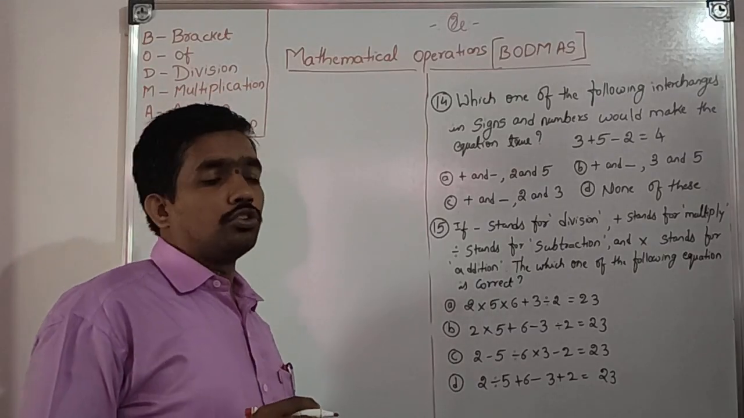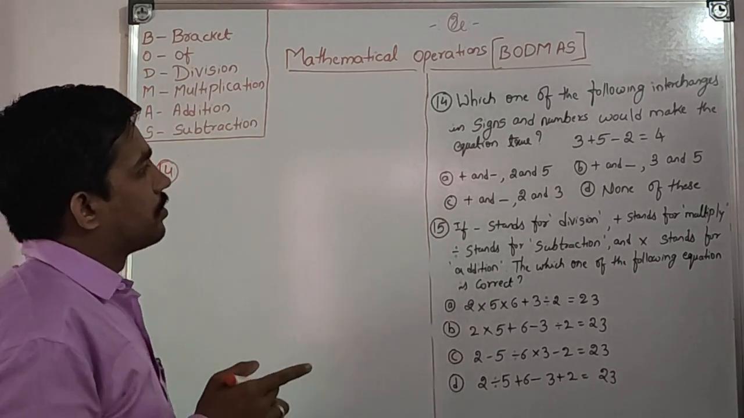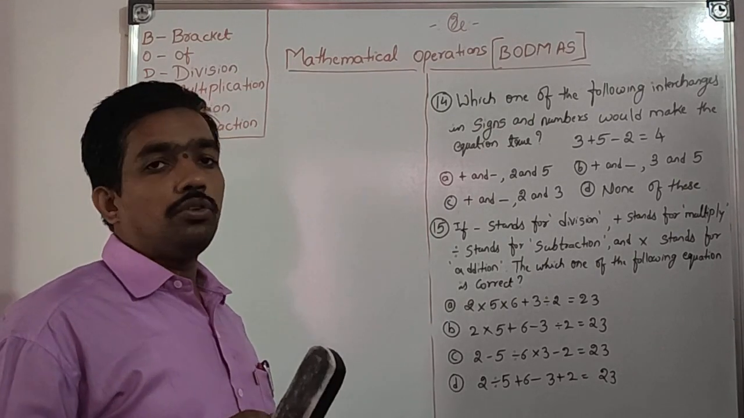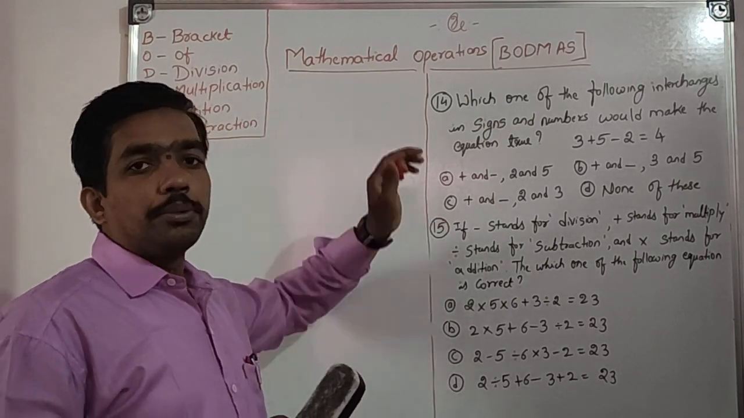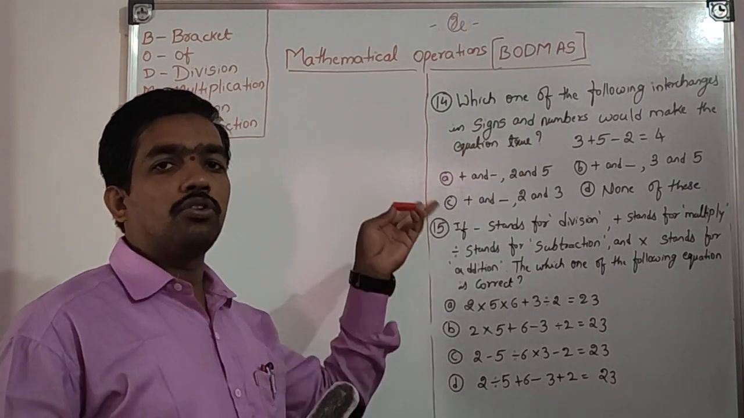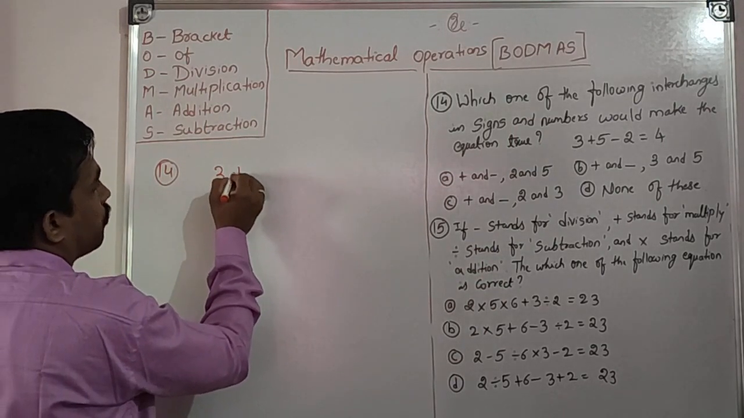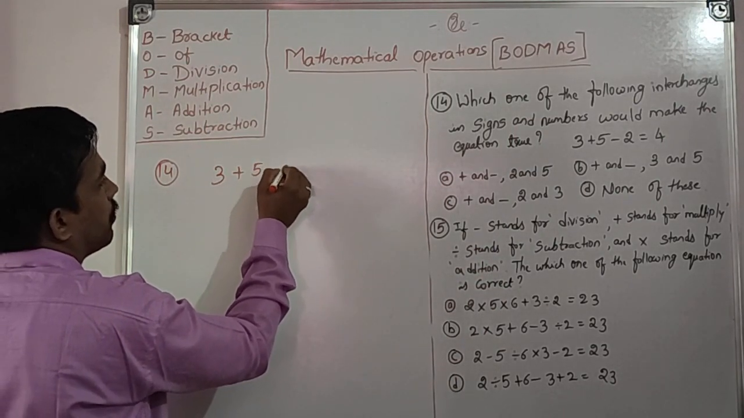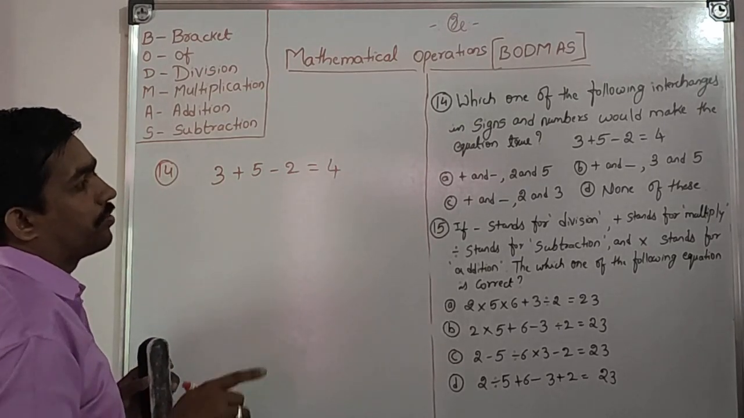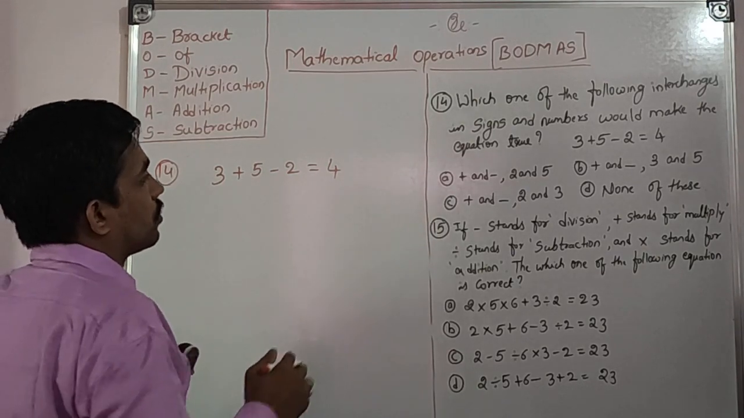Coming to the 14th question. In your 13th question, what you solved? Only you change the signs. But here we have to change sign as well as number. We have to interchange both. So what is the question? 3 plus 5 minus 2 equal to 4. It should be equal to 4 after we change the number as well as signs.